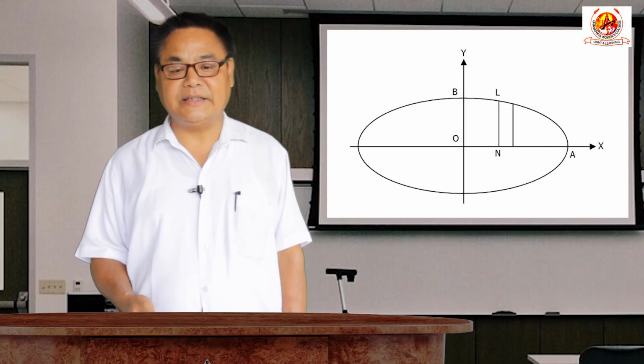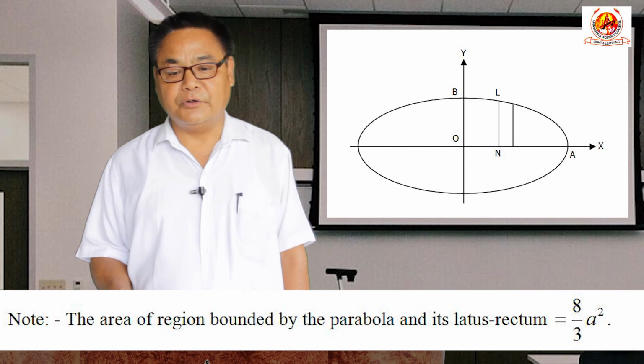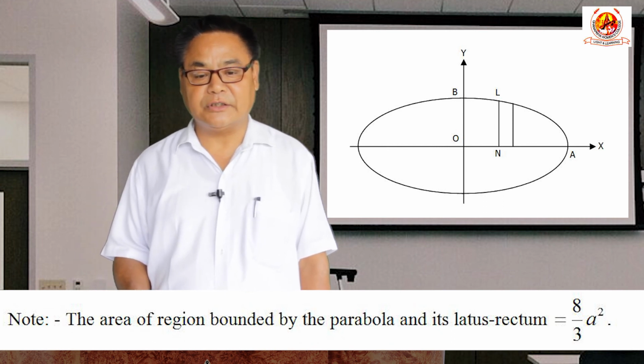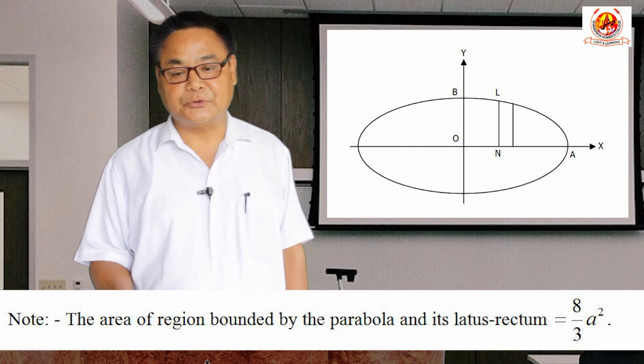So one remark is here, the area of the region bounded by the parabola and its latus rectum is always equal to 8 by 3 a square. So taking the above techniques, you can find out any area of a given region of plane curves, for example conicoids, provided the intervals are given.